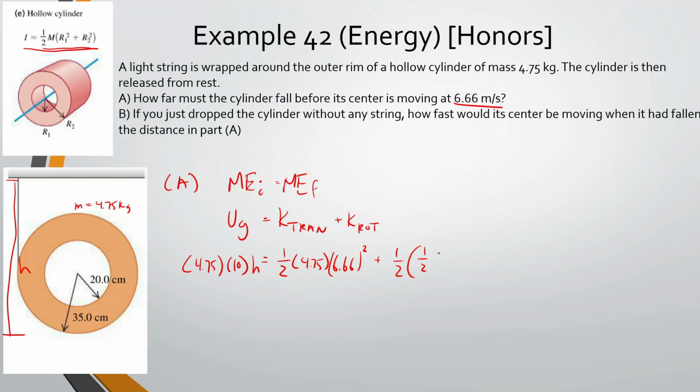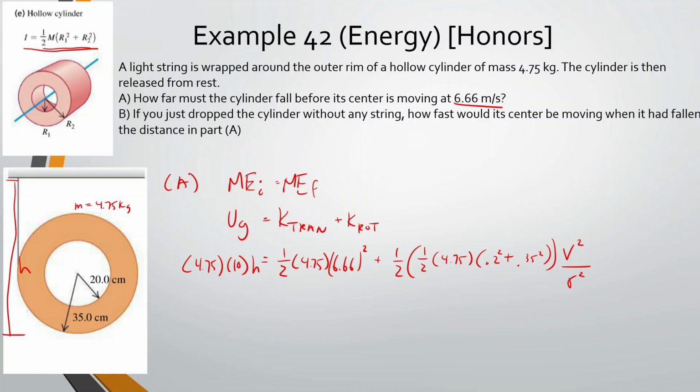1/2 mass, which is 4.75, R1. So R1 is this inner rim, 20 centimeters. So it's going to be 0.2 squared plus 0.35 squared. So that's the inertia, and then omega squared. But we're going to change that omega squared to be v squared over r squared.